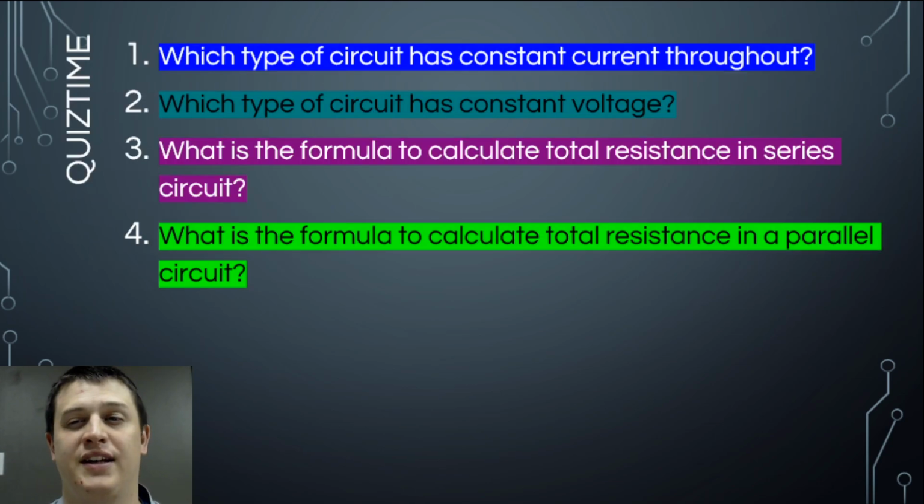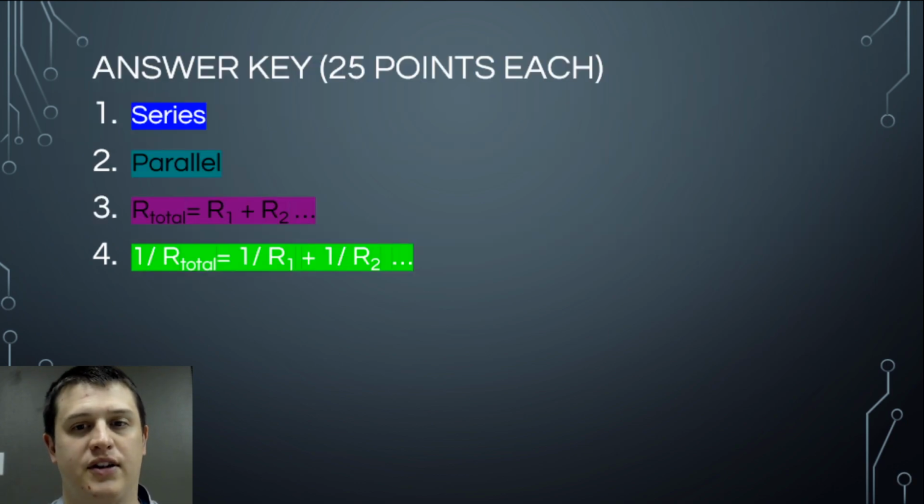What is the formula to calculate total resistance in a parallel circuit? So total resistance in a parallel circuit using reciprocals. 1 over the resistance total is equal to 1 over R1 plus 1 over R2. So reciprocals is parallel. No reciprocals is series.